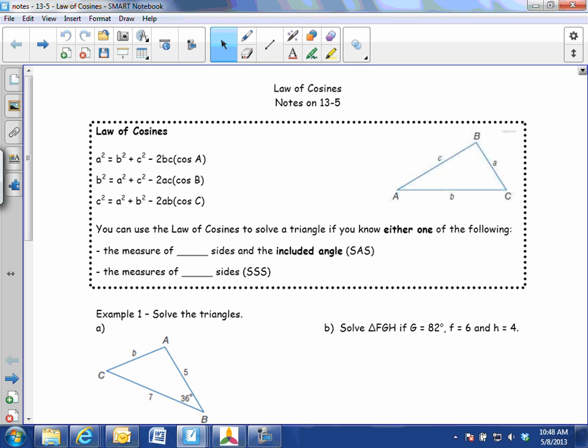Cosine, similar to the law of sines, and no, there is no log. So the law of cosines: we still use this if we're going to find angles or sides of a triangle. I have three of them written out, though there's only really one of them. What do you notice? What's similar between all three?